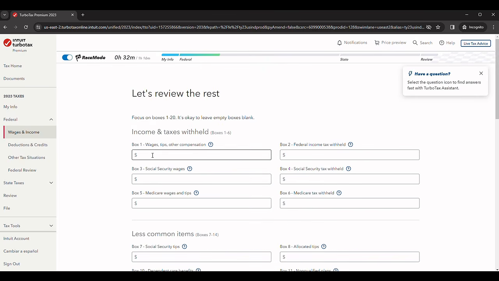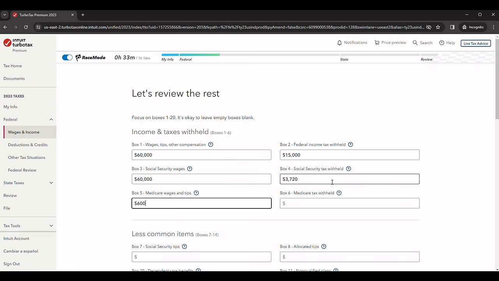And just look at your W-2. Well, if you're typing this in manually, just look at your W-2. So box 1, I made $60,000. How much federal income taxes were taken out of your pay? Let's just say $15,000. Social Security wages, just look at box 3 of your W-2. $3,720. Medicare wages, just look at your box 5, 60,000. And that's going to be 1.45%. So $870 there. Okay.